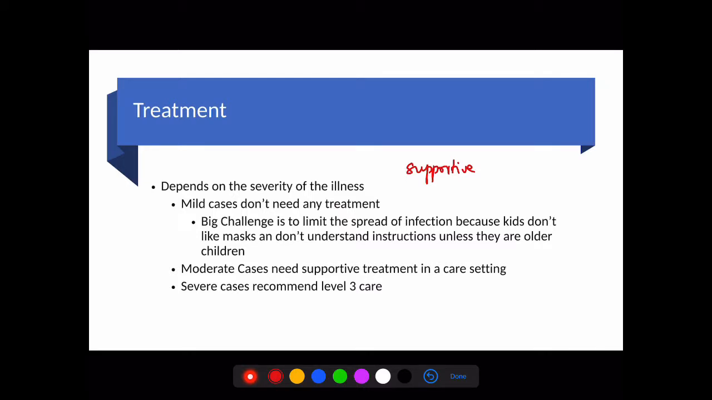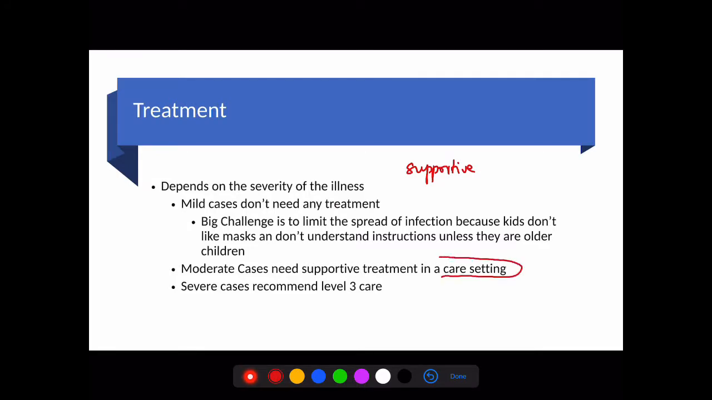As I said earlier, mild cases don't need any treatment. All they need is supportive treatment in the form of paracetamol and hydration. And if there are any focal signs like wheeze, you can treat it with bronchodilators. Moderate cases need supportive treatment in a care setting.